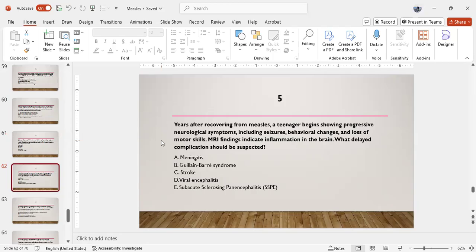A. Meningitis. B. Guillain-Barré syndrome. C. Stroke. D. Viral encephalitis. Or E. Subacute sclerosing panencephalitis.